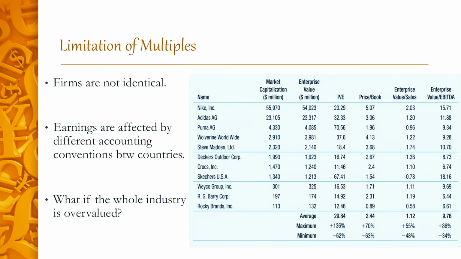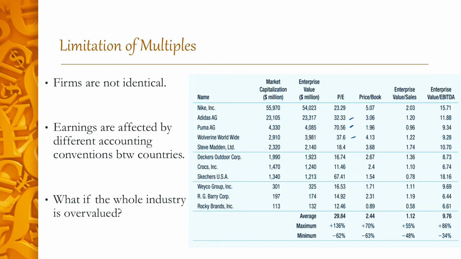Here in this table from your textbook, you can see several valuation multiples for the footwear industry. For example, if we want to come up with an estimate of the Nike stock price, we can use the average industry P/E ratio, or Adidas or Puma P/E ratios. But see that there are large differences between these P/E ratios.